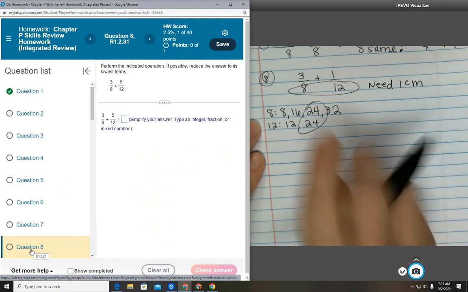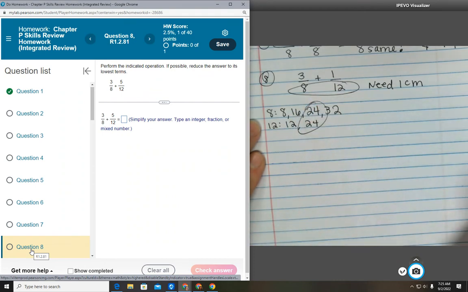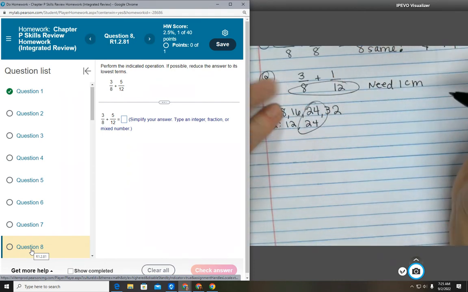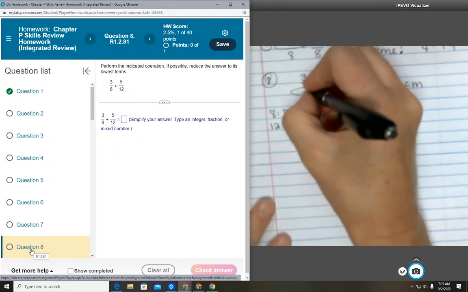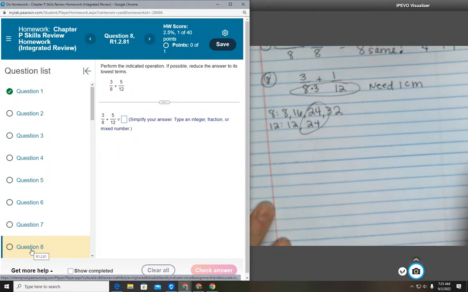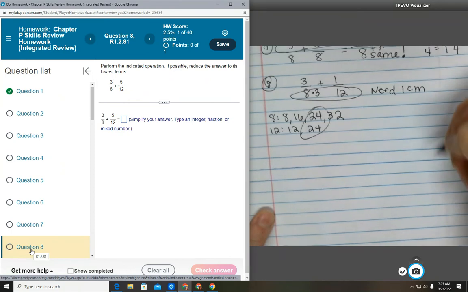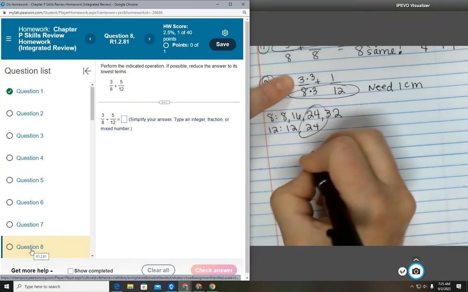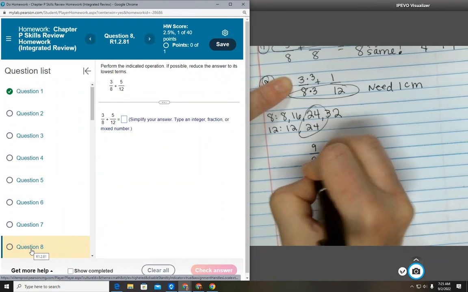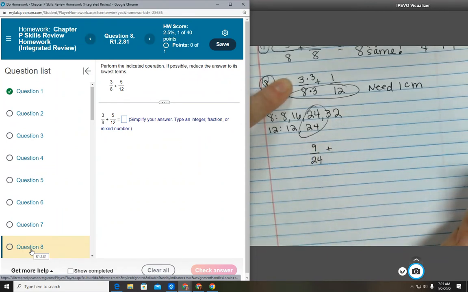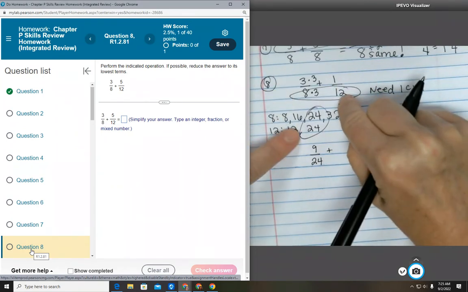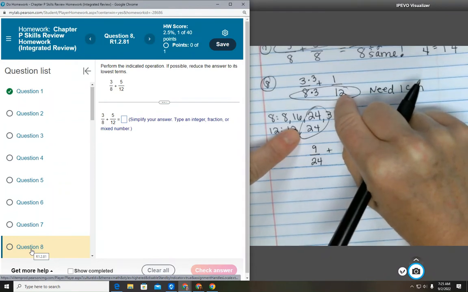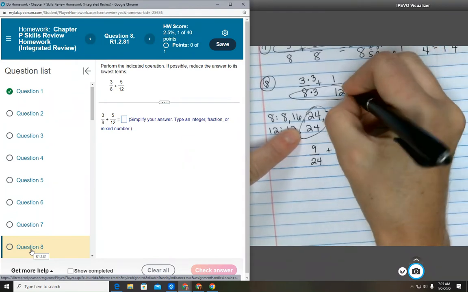So I need to rewrite it as 24 on the denominator. So I look and see, what do I multiply 8 by to get 24? It's 3. So whatever I do to the bottom, I have to do to the top. So times 3. So my new fraction, I'm going to come down here and write 9 over 24. Plus, I need to look here, what multiplies 12 to get 24? And it's 2.